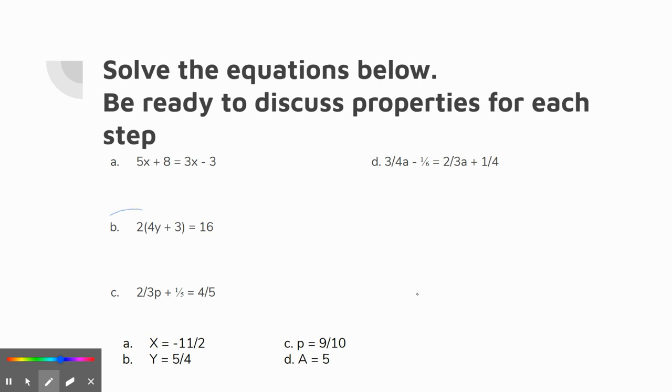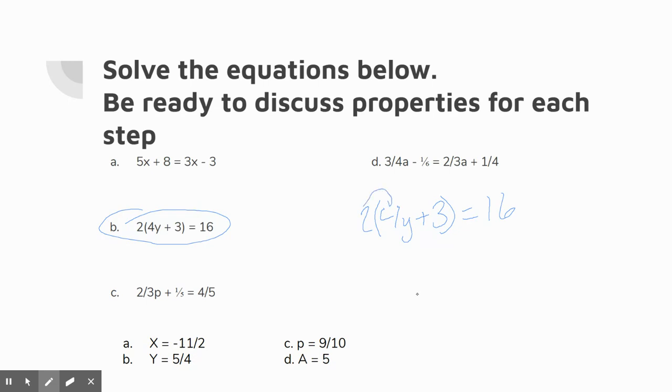So I'm going to go over B specifically. So you have 2 times (4y plus 3) equals 16. I'm going to use the distributive property, and I'm going to distribute 2 onto 4y and 2 onto 3. 2 times 4y, that's 8y. 2 times 3 is 6, leaves me with 16.